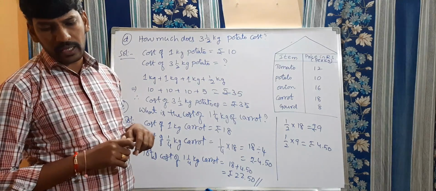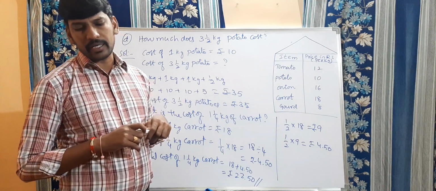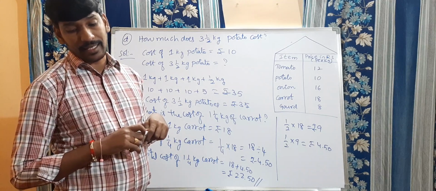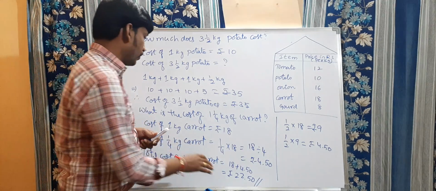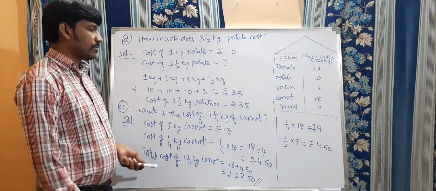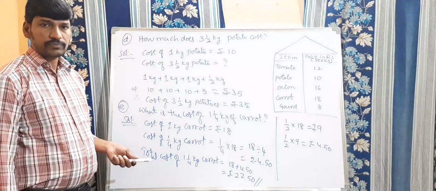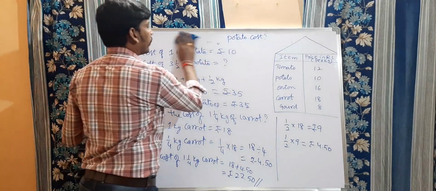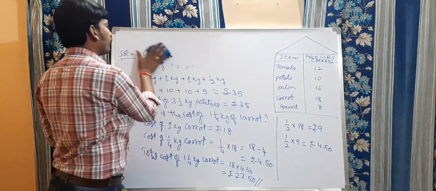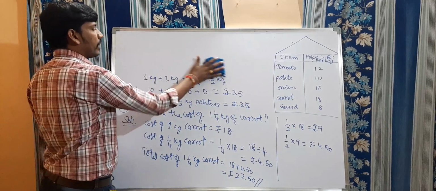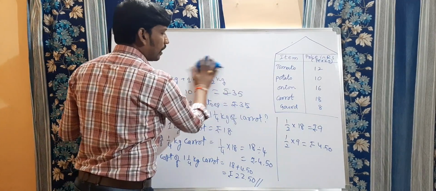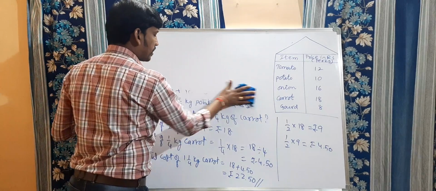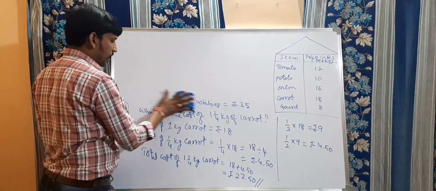So now let us move to question number F. He bought a gourd of weight 4 3 by 4 kg. Did you understand this, my dears? Clear? Very good. Now let us move to question number F. Here, gourd. He bought 4 3 by 4 kg of gourd. Now see, the cost of 1 kg gourd is how much? Rupees 8. So 2 kg is equal to how much?